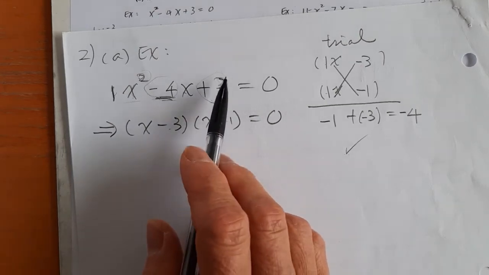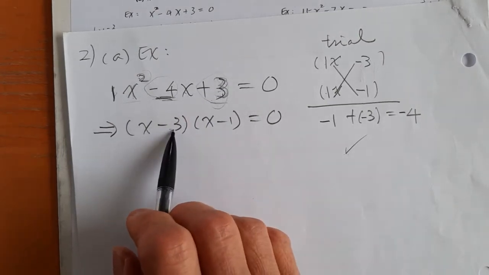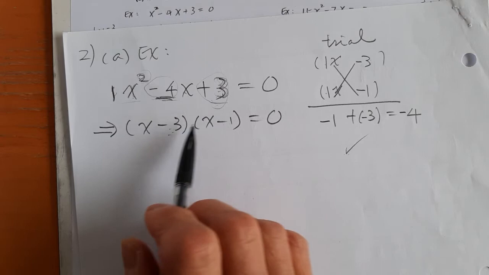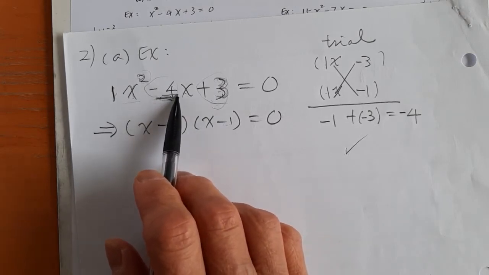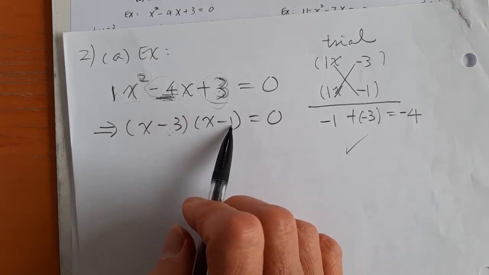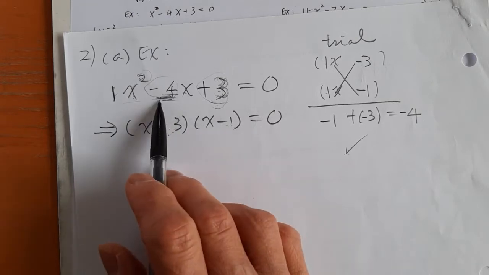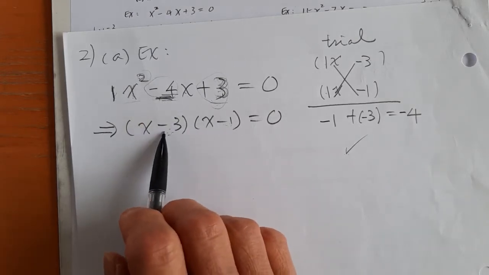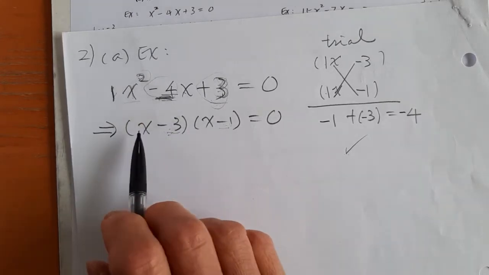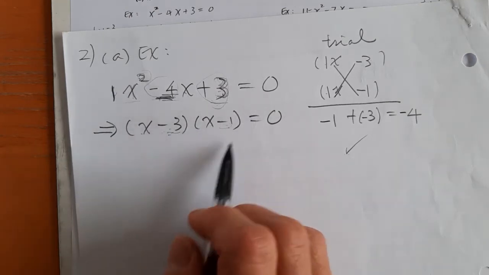3 times negative 1 is a positive 3, and the two numbers add together to a negative 4. So put negative 3 and negative 1. Negative 3 add negative 1 is a negative 4. So put negative 3 here, put negative 1 here, and put x in the parentheses.